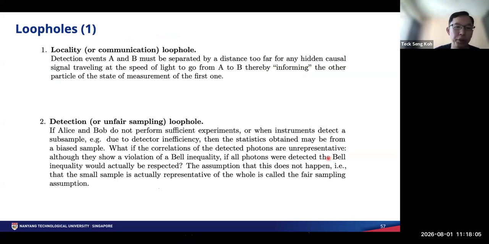And then there are loopholes. In the interest of time, because I'm only halfway through and still have a lot, I won't go through them all. The locality loophole means that you must have space-like separation. The fair sampling loophole, I wrote unfair, which I prefer, is kind of like a conspiracy theory because these photon detectors are inefficient. What if, because you only collected a fraction of all the photons possible, you get a biased sample, and maybe this biased sample always shows a violation? If you had collected everything, maybe Bell's inequality would be respected. So people try to close the fair sampling loophole by having more and more efficient detectors.